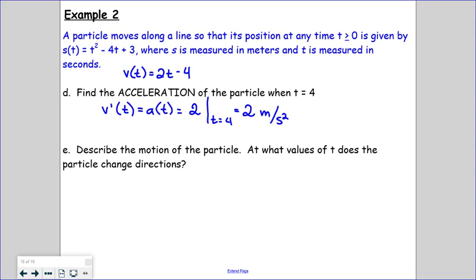Describing the motion of the particle involves talking about all of those functions. Where is it? So we start with our position. Position at time equals 0. Position when it changes directions, things like that. And talking about our velocity in there. Is it moving to the right or forward? Is it moving to the left or backwards, and on what intervals?